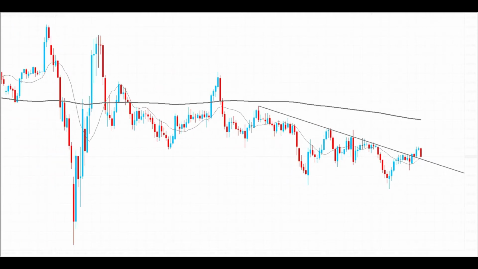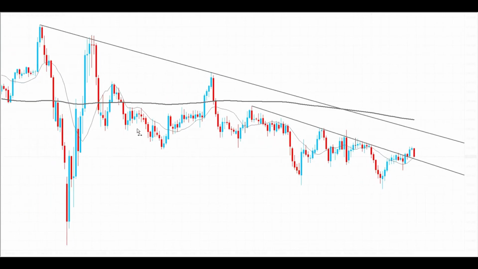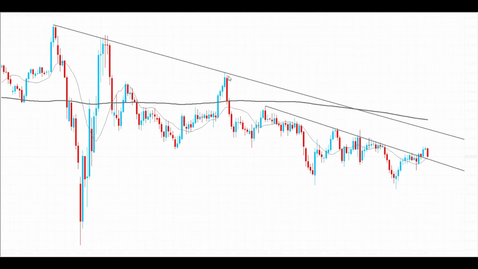We do have this upper trend line that we're looking at for USD JPY on the daily chart. As you can see, initially a test there, second test there, and a third test there.